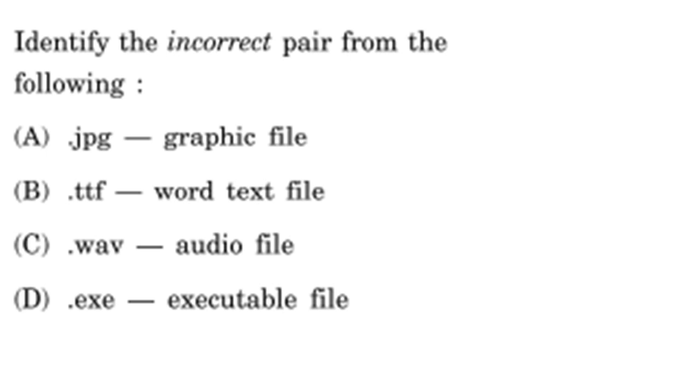to executable file. So here JPG for graphic file is correct, WAV for audio file is correct, .exe for executable file is correct. For word text file you have extensions like txt, docx, but not ttf. ttf is the extension for font file. So the correct answer here is B. .ttf and word text file is the incorrect pair among the 4 pairs.